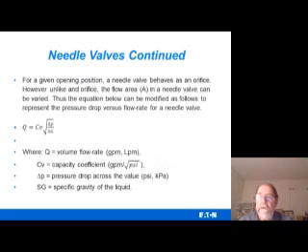And then for a given opening position, a needle valve behaves as an orifice. However, unlike an orifice, the flow area in the needle valve can be varied and it's tapered, so you don't know what the full area is. Thus, the equation below can be modified as follows to represent the pressure drop versus flow rate for a needle valve. You're not really worried about calculating the flow rate. You can see the changes in pressure, which are what you're looking for. You're making it more restrictive, so the pressure would go up.